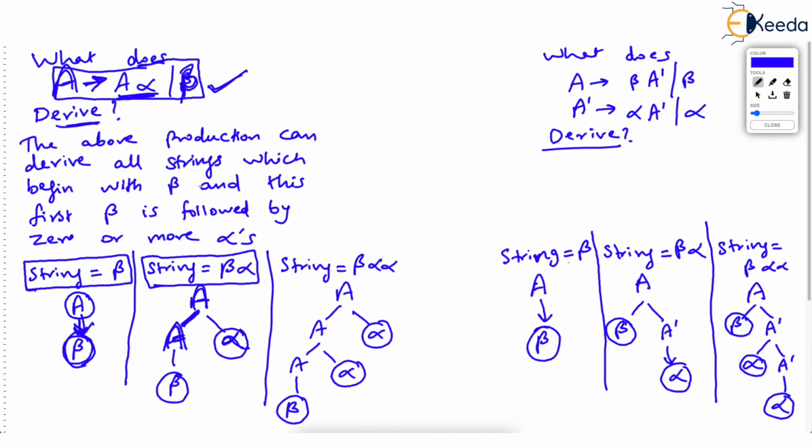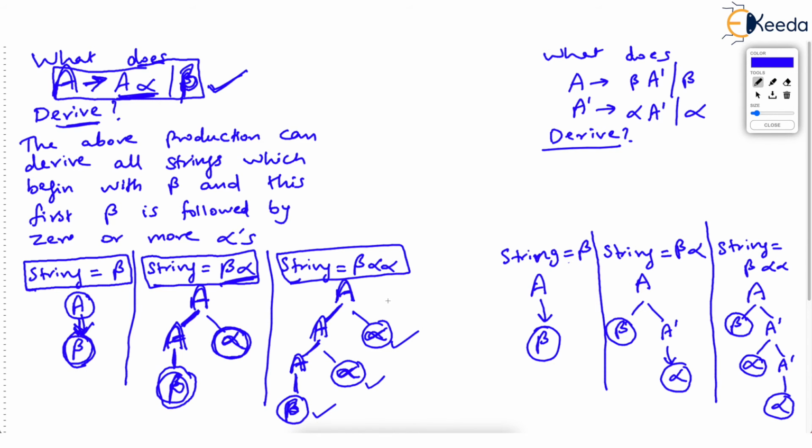Observe this beta. This time I am replacing this A with beta. Now the non-terminal has been removed. We have been left with beta and alpha. So this is the string derived. Okay, can we derive string beta and two alphas? You can see that A gives A alpha. Again this A can give us A alpha, but A can give us beta and derivation stops. So I have got beta alpha alpha.